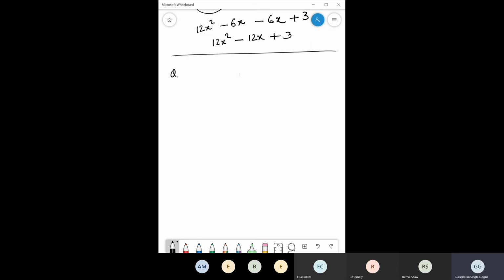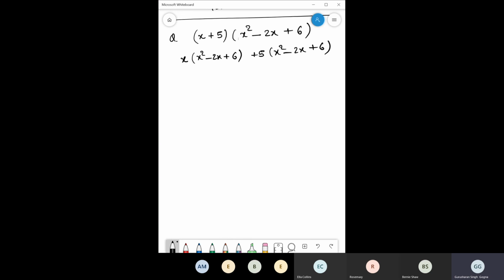So the next question is pretty much similar, but I need to multiply x plus 5 by x squared minus 2x plus 6. So what's the difference between this question and the previous question? There's no big difference. Both have two brackets, but in the second bracket you have three terms. Doesn't matter. So the terms of the first bracket, x and plus 5, you have to multiply by the second bracket. Now some people use the box method, but the box method is unnecessarily complicated. Too much work required. This is simple.